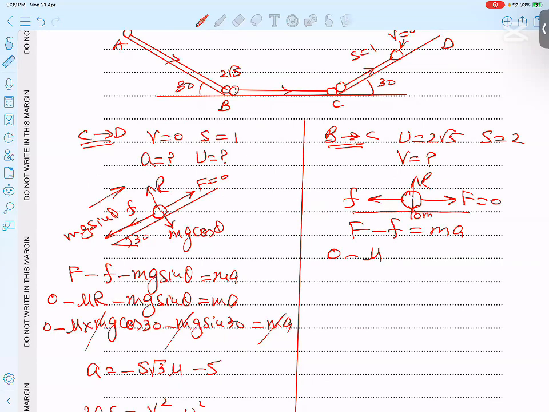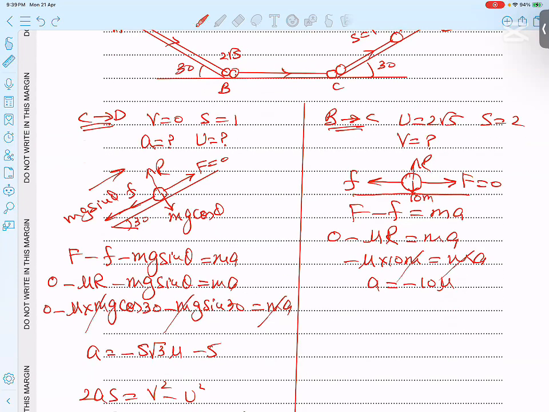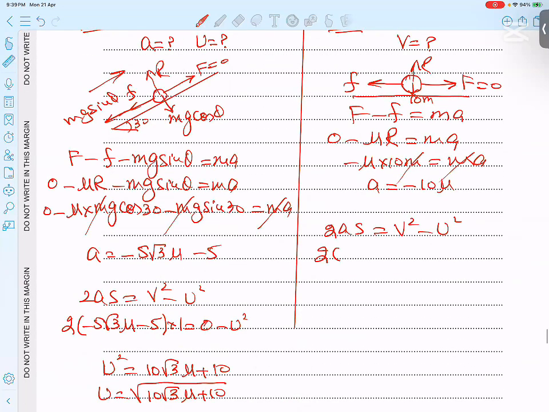So I'm writing here F is equal to mu R is equal to MA. Negative mu R is 10 M, equal to MA. Mass cancels. I got here negative 10 mu. So this is the acceleration, negative 10 mu. Students, what I will do now is again use 2as is equal to v squared minus u squared, with 2 times negative 10 mu, and s is 2 meters.